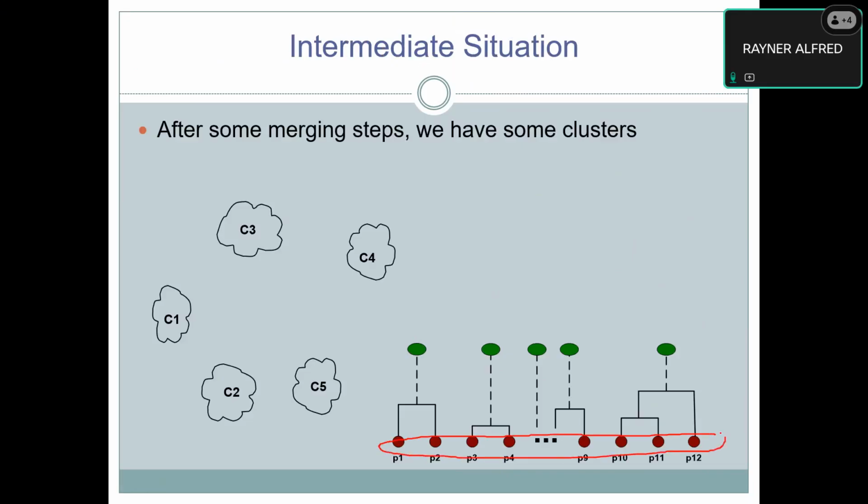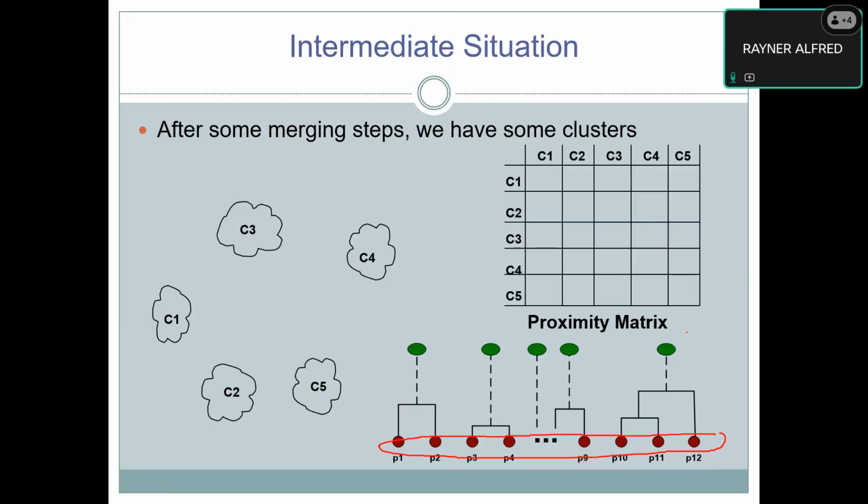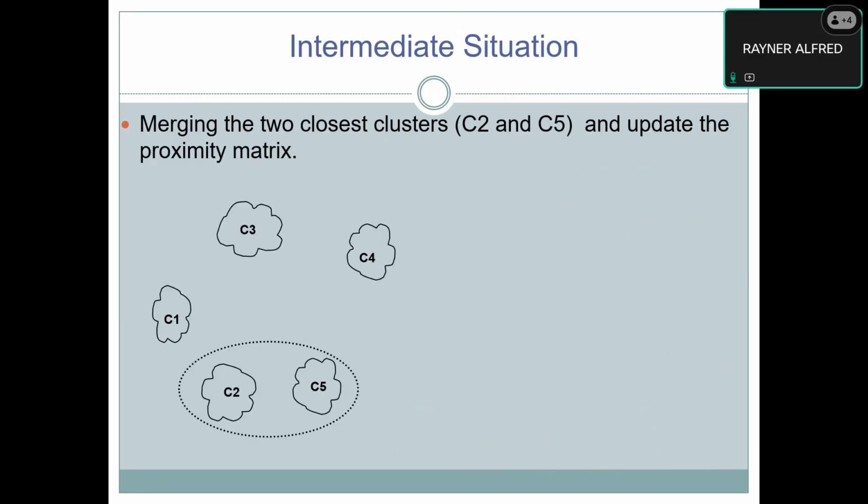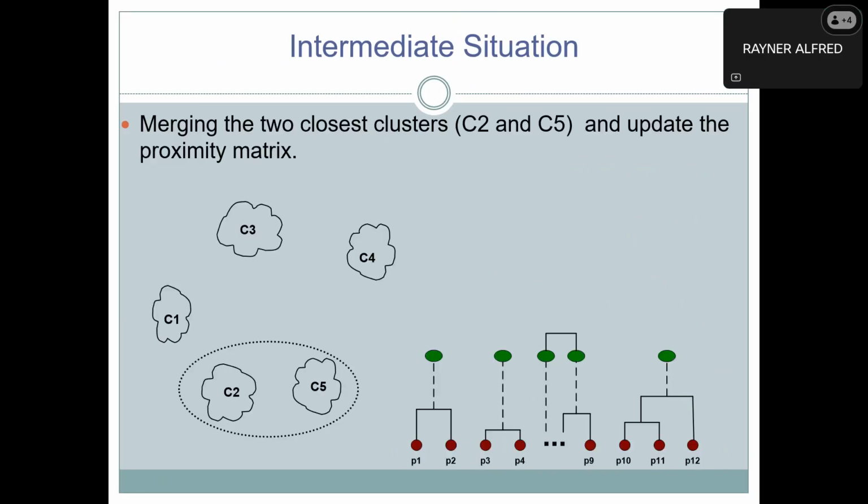And then it started when we find the smallest distance, and then we start combining them, and then we will have this. Okay. So we will continue combining the clusters until we have only one cluster. For example, if we found that C2 and C5 are similar, then we combine them.